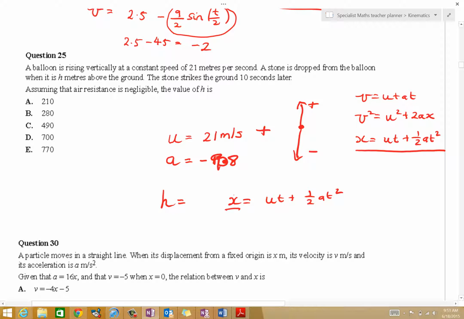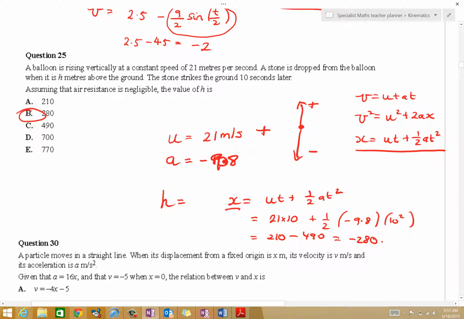21 times 10. Yeah, we'll use down as positive. Why not? Plus a half. I've got negative 9.8 times 10 squared, which is equal to, I've got 210 minus 490, which is equal to negative 280, which means the height is 280. Is that right? Yes. Okay.